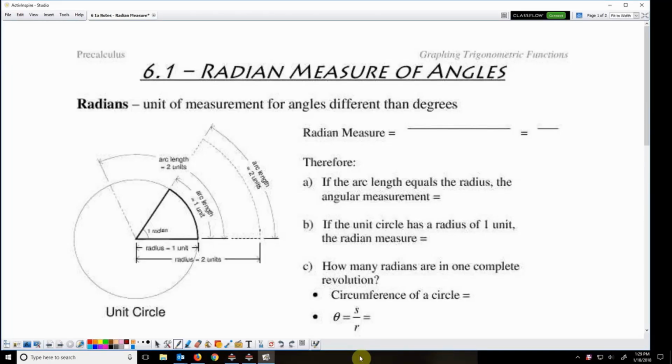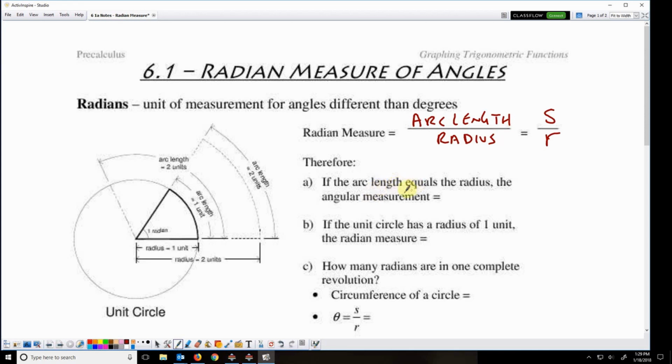Hey guys, today we're going to talk about radian measures of angles. A radian is just another way of measuring angles, just like degrees. It's just a little different from degrees, but it really is just a way of measuring angles. A radian measure is equal to the ratio of arc length over radius. Arc length is abbreviated by S, radius by R. So radian measure is S over R.